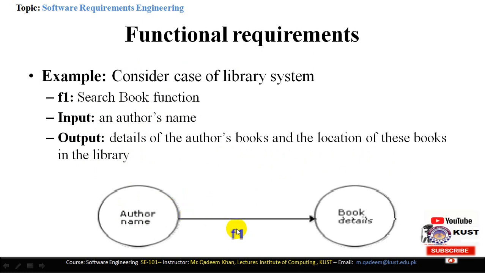So when F1 is executed, it will provide the book details. Book details include all the author's book names, the other books written by the particular author which we have provided as an input here, and also the location of these books in the library. It means all the shelves where these books are located. So here we will provide the list of the books and the location of each book in the form of a list.